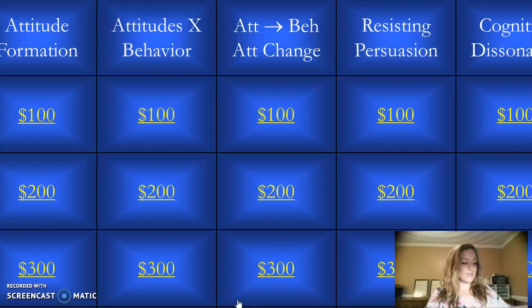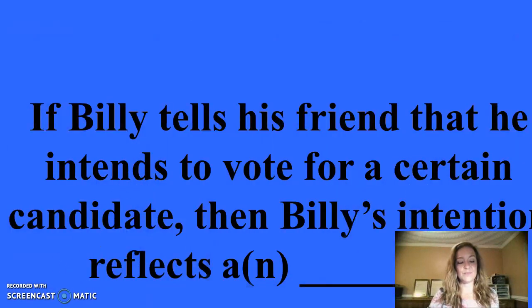Hey everybody. So this is our Jeopardy for the Attitudes chapter. And if you'll notice, the columns align with each of the chapter learning outcomes. So first column is attitude formation. Then we'll talk about how attitudes contribute to behaviors. Column 3 was a merging of a couple of learning outcomes. And then you'll see columns 4 and 5 conclude with the final learning objectives, ways to resist persuasion and cognitive dissonance. So let's do attitude formation for 100.